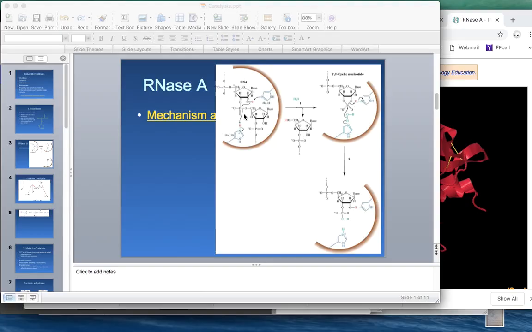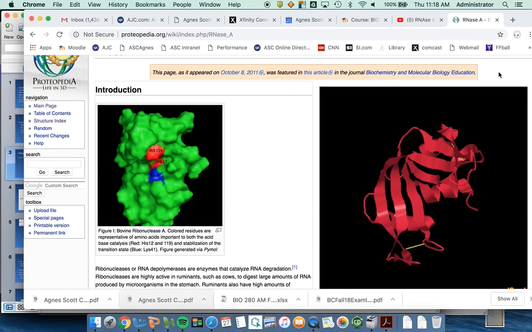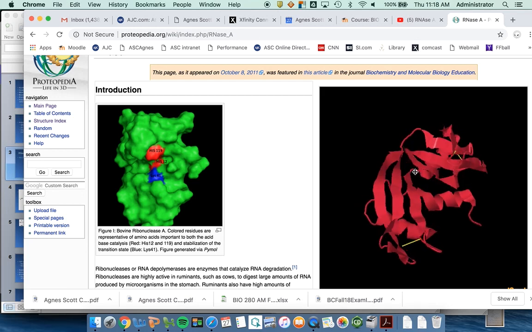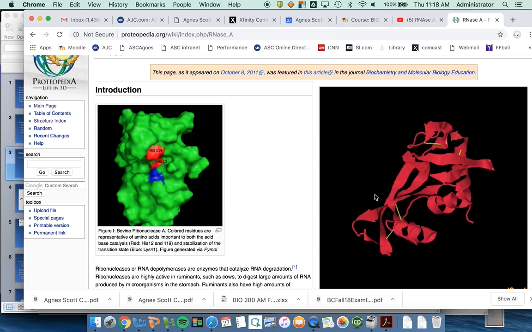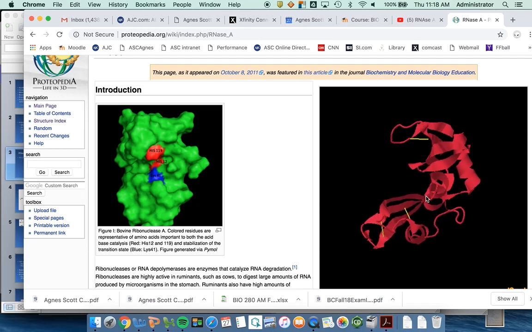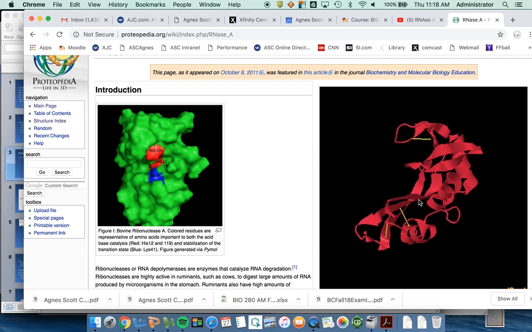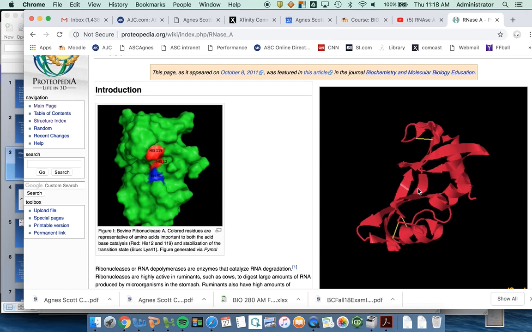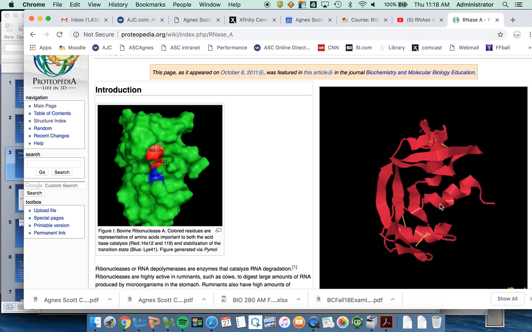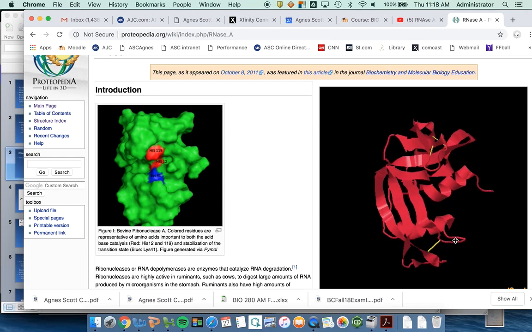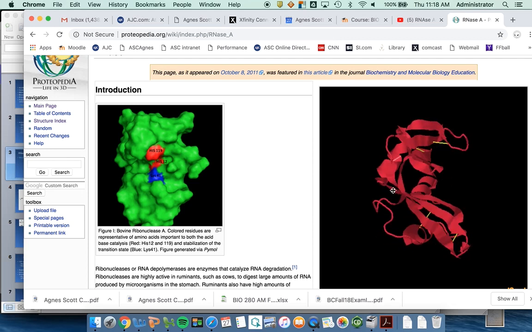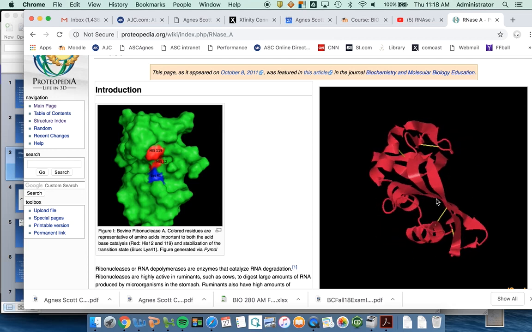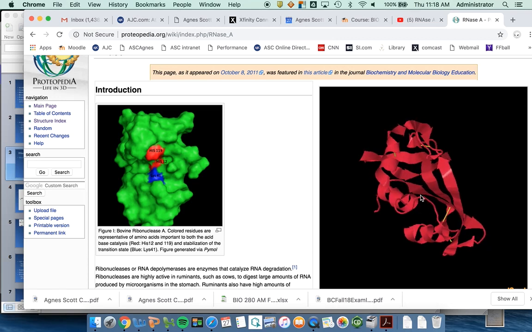Now let's look at an animation of RNase. You can see it's a globular protein here. It's got some disulfide bonds. And just over on the right side, we can see this is probably where the active site is, where those two histidines are interacting with our substrate. We see there's a bunch of alpha helices in it, and here is a nice anti-parallel beta sheet, right in there.